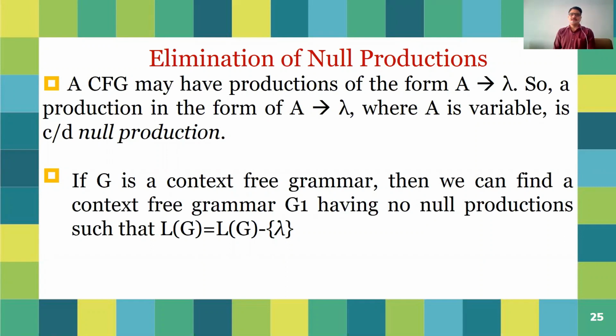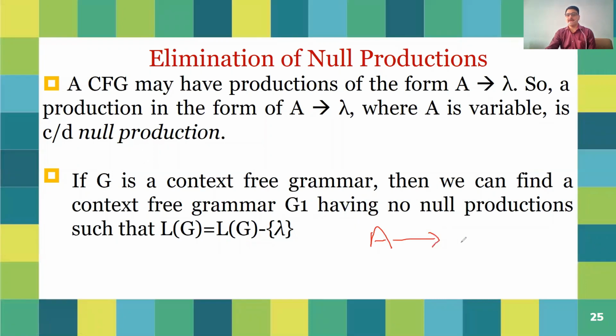Now a context free grammar may have a production of the form A to null. A production of the form A to null is called a null production, where A is a variable. If a grammar G is a context free grammar, then we can find an equivalent grammar G1 without the null production. So we can write L(G1) = L(G) minus null. So simple, we just have to remove this type of production from the grammar.